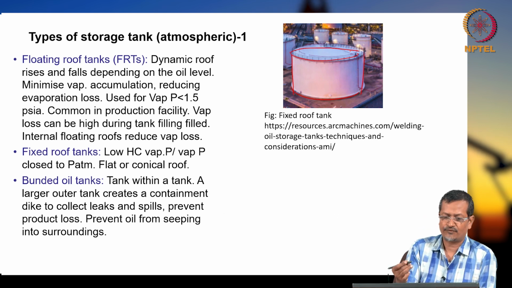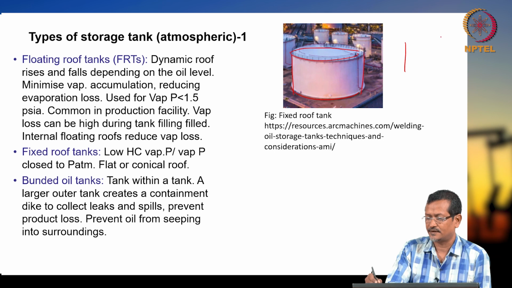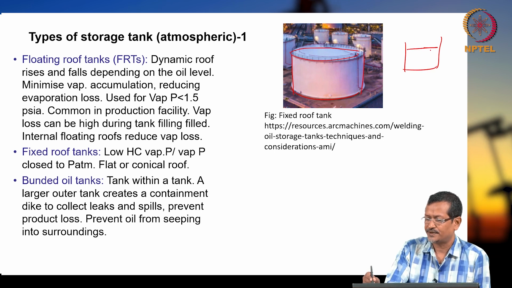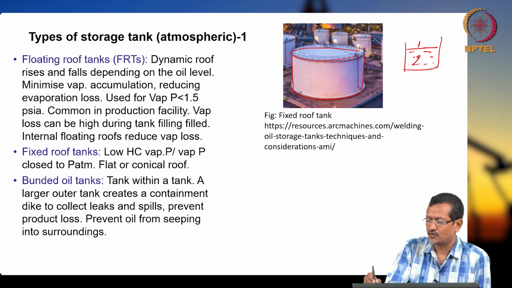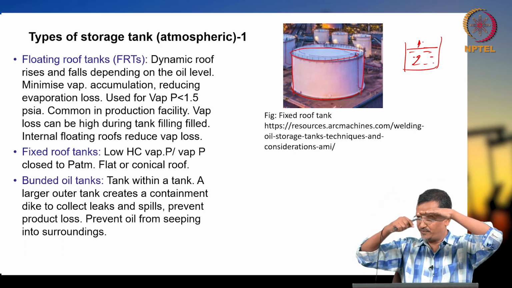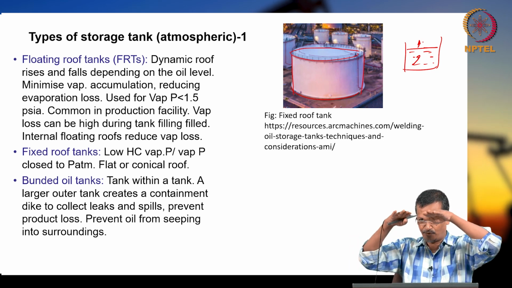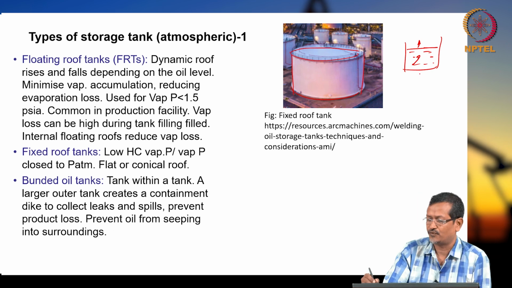So, dynamic roof, another type of tank will be there. Dynamic tank roof will be like this. One roof will be there and liquid is here. So, you inject more liquid, roof will be moving up, again roof will be moving down. If you are removing liquid or oil from there, so roof will be going down. So, there will be floating roof.